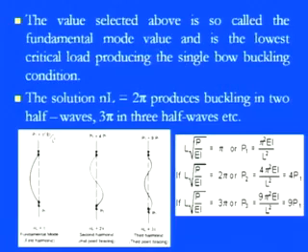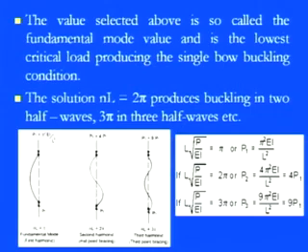The value selected above is the so-called fundamental mode value, and it is the lowest critical load producing the single bow buckling condition. Just like in vibration, we have the fundamental frequency, the first mode. Same thing here: at this first mode, where sin of NL equals 0, NL equals pi, this is the fundamental modal value. This is also known as the lowest critical load PE, which is pi square EI divided by L square, the fundamental crippling load, and at this we have a single bow buckling, as you can see in this particular part.